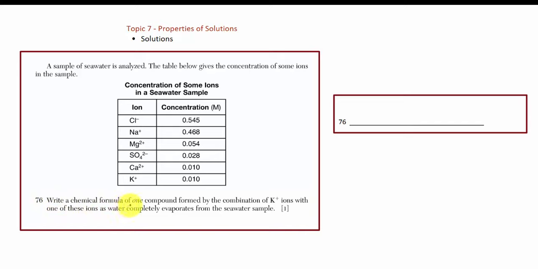Question 76. Write a chemical formula for one compound formed by the combination of potassium ions with one of these ions as water completely evaporates from the seawater. Since the potassium is a positive ion, it's going to seek out a negative ion in order to form a crystal as the water is evaporated. So we're looking for a combination with either the chloride or the sulfate ion. So if we take our potassium ions, we combine them with the chloride ions, we have a nice +1, -1. Crisscross, we're going to get just potassium chloride.